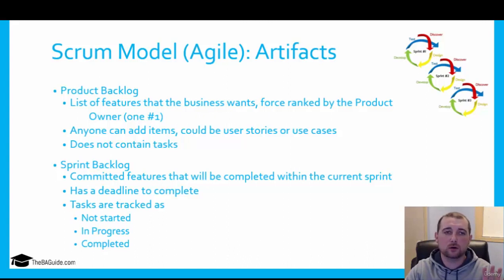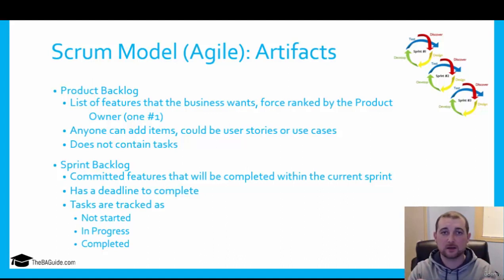So let's talk a little bit about what they call artifacts. Artifacts are their term for some of the different pieces within the Scrum model and actually Agile in general. The first thing is the product backlog, and we've talked about it a little bit, but this is a list of features that the business wants, and it's force ranked by the product owner.